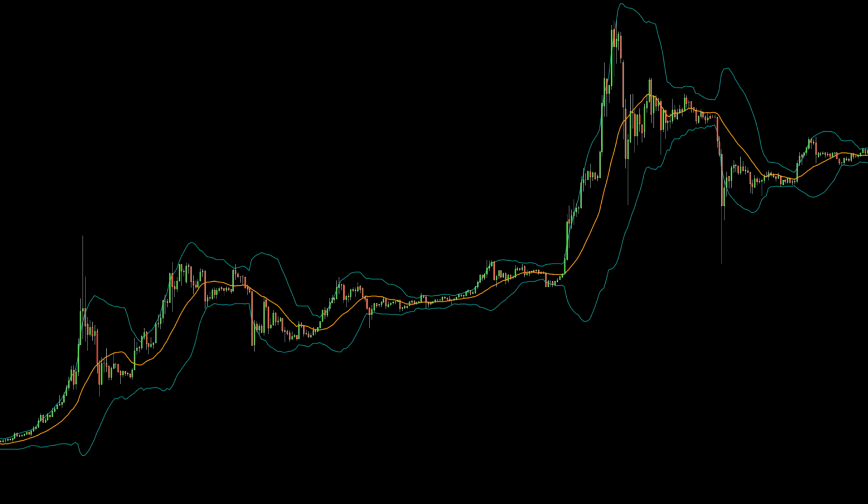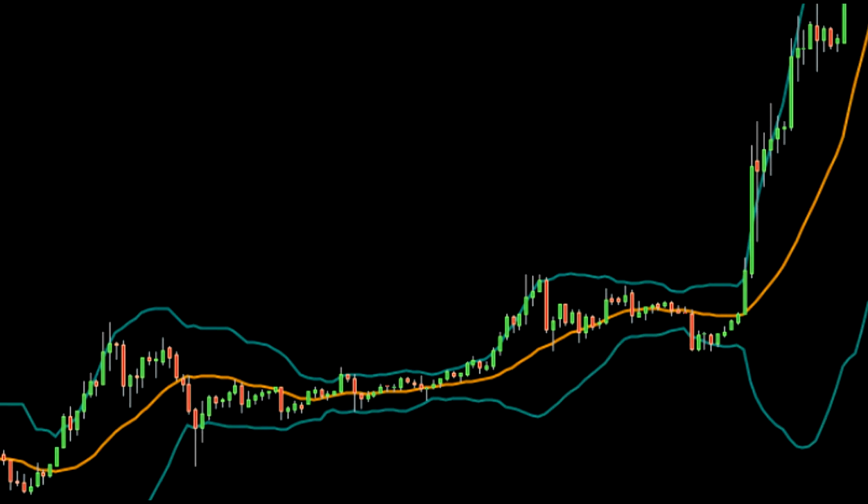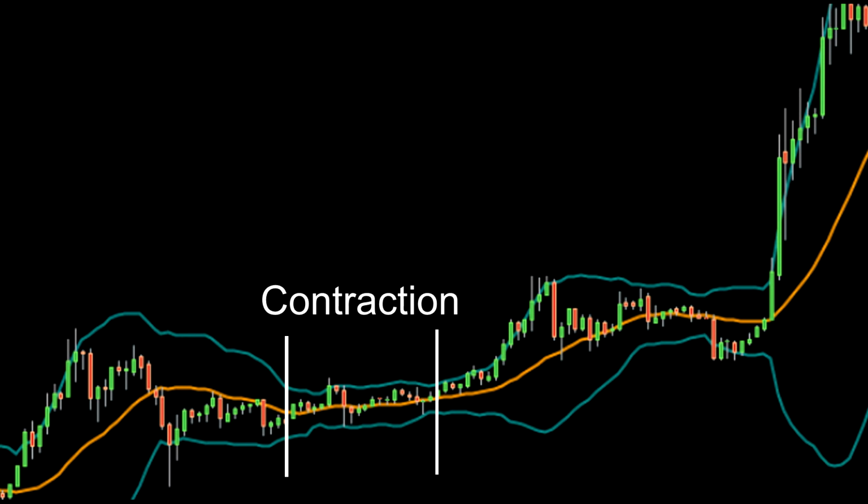The indicator itself can be interpreted in several ways. Tightening bands is known as contraction. This is where the market consolidates in a tight price range. Then ideally, expansion with a breakout observed in the price.